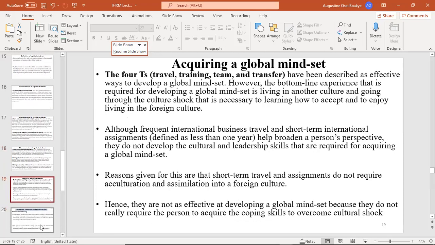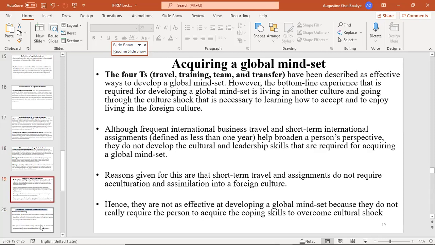Now, how do you acquire a global mindset? Acquiring a global mindset. Research indicates that four things are key to the acquisition of a global mindset. And what are these four factors? It can be summarized as the four T's, and this includes travel, training, team, and transfer.